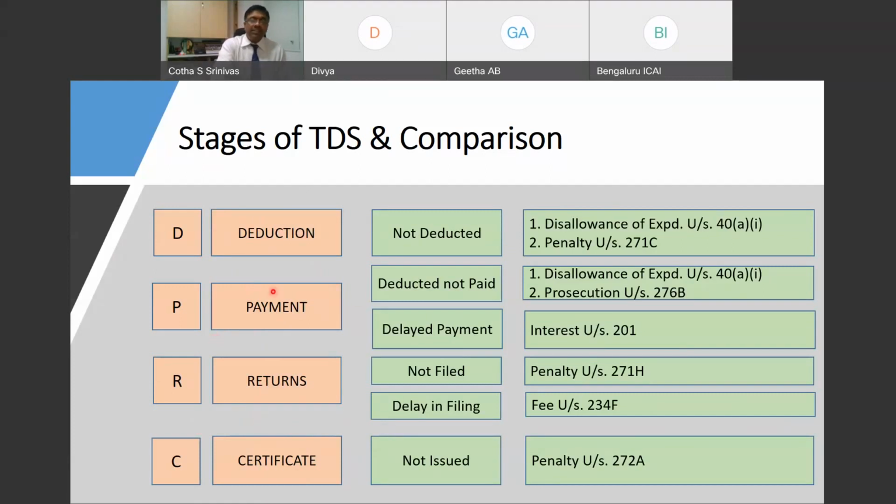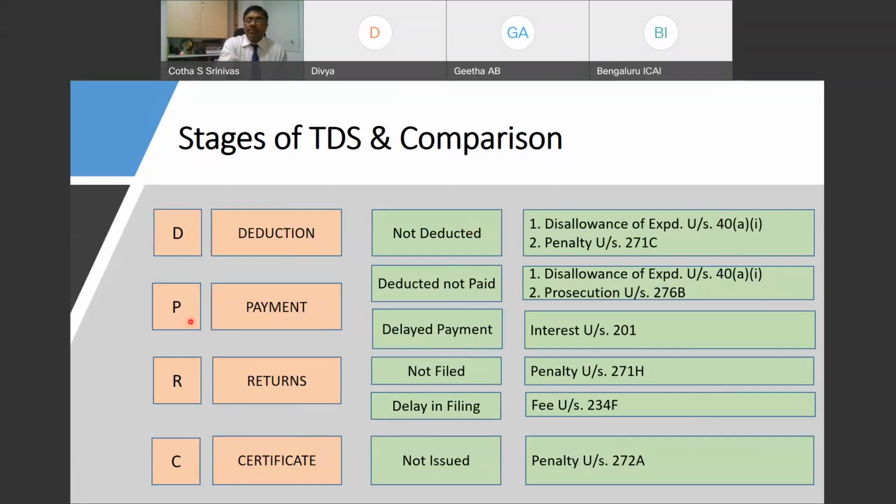Why is that so? If the deductor deducts the TDS and makes the payment, for him the expenditure will be allowed. Whatever he has deducted and is remitting to the government, for him the expenditure will be allowed. But if he is not filing the returns and not issuing the certificate, the deductee will not get the TDS credit. So the last two stages are with respect to the deductee, and the first two stages are with respect to the government. So we should ensure, when we are dealing with the clients, that they comply with all four stages.